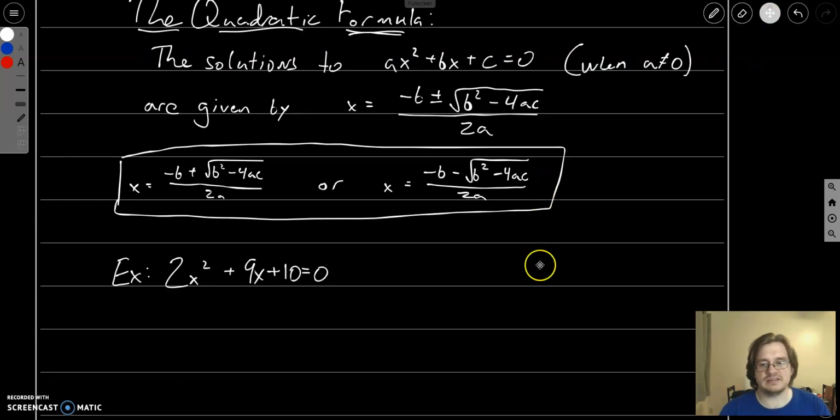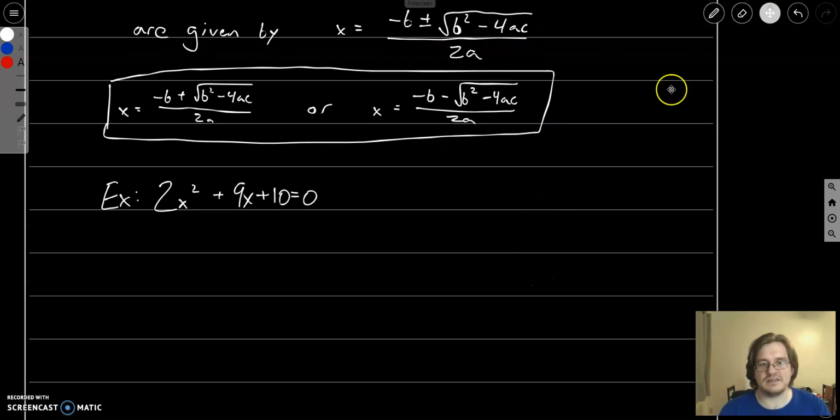So let's apply this and see if we can use this to come up with some solutions. So here we have our quadratic equation. We've got an x squared term, an x term, and a constant term. So we can identify the coefficients. We have 2 times x squared. We'll have a 9 times x, and our constant term is 10.